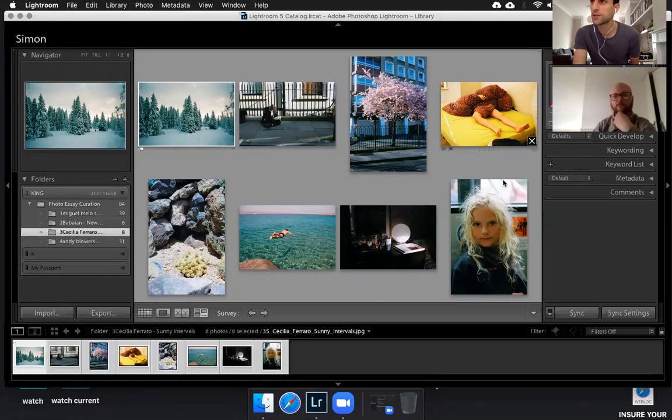One quick question, as always: what camera and lens do you use, if you want to share that? Sure.